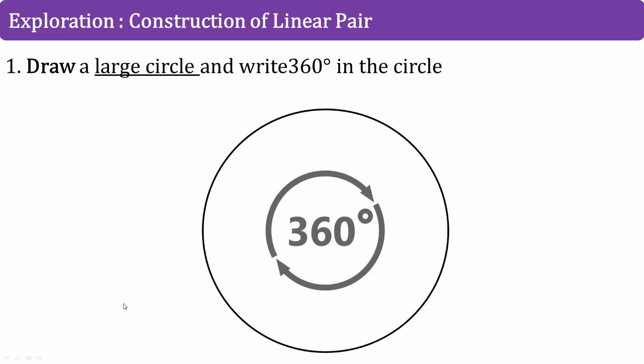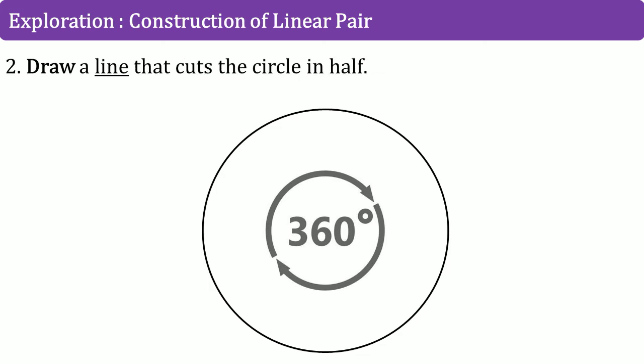Let's do some exploration where we are going to see how the construction of a linear pair takes place. We first have to draw a large circle and write 360 in it. The 360 represents the total degrees inside a circle, which is 360. If we draw a line that cuts the circle in half, you can draw it horizontally or vertically. You're going to see that it splits it in half. If we split it in half, mathematically, that means to divide by 2.